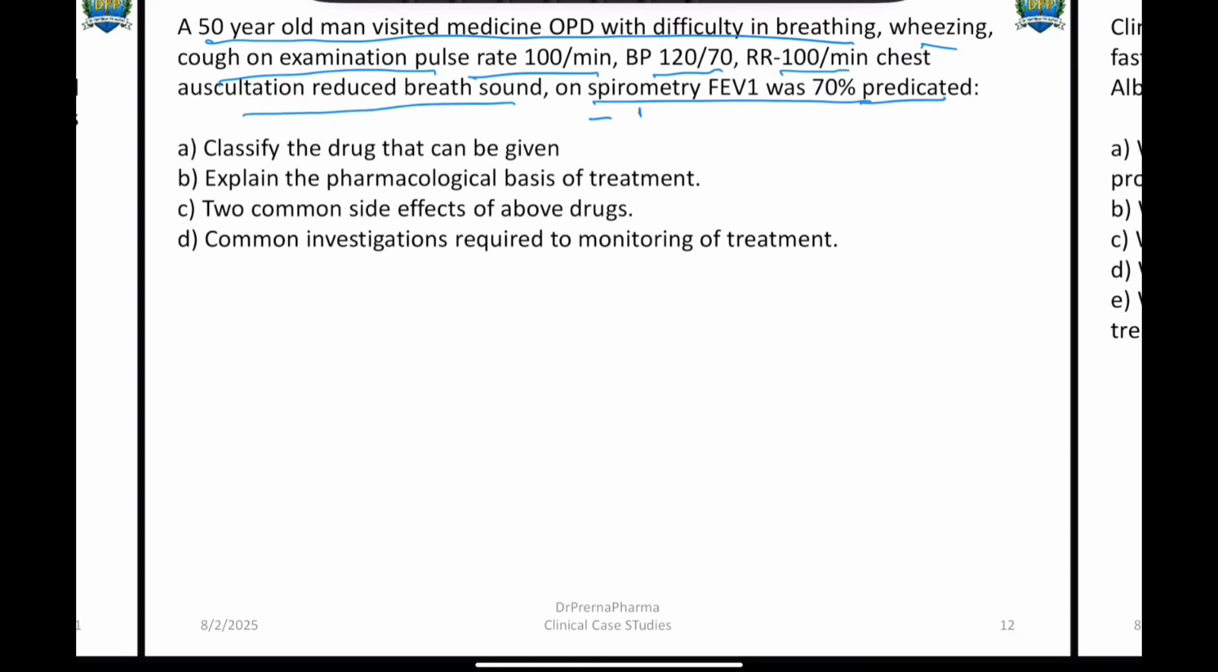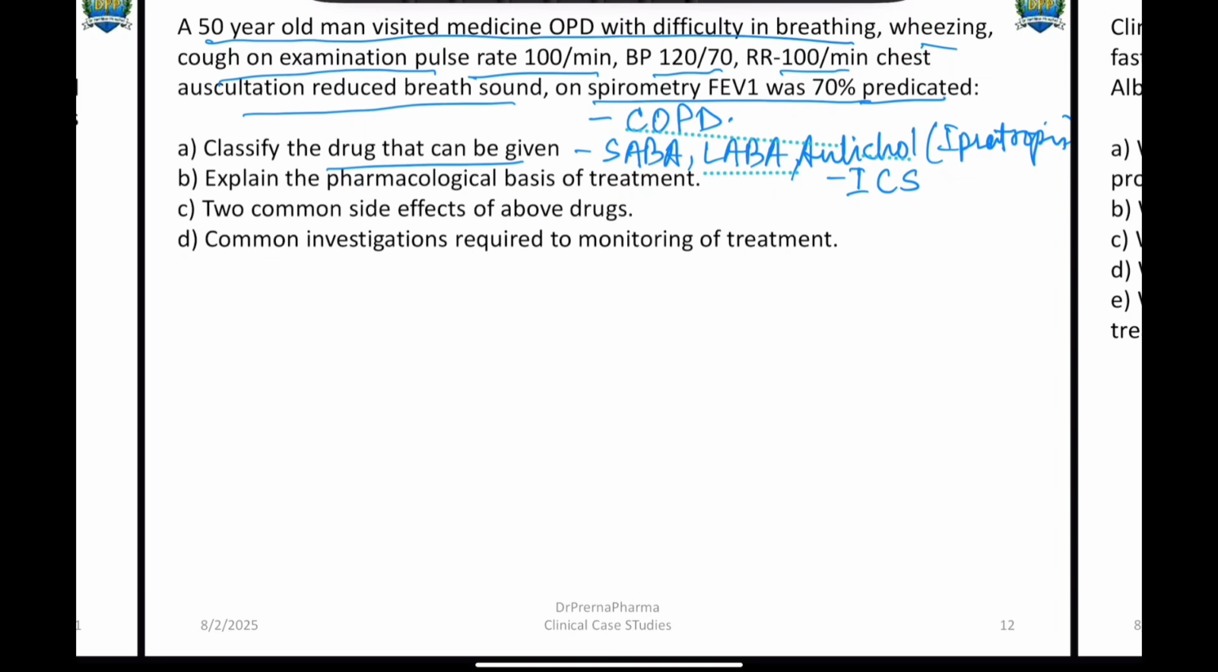So this looks like a case of COPD. Now classify the drug that can be given. In this we can give SABA, we can give LABA, and we can also give anticholinergics like ipratropium bromide or tiotropium bromide, right? And then we can give inhalational corticosteroids.